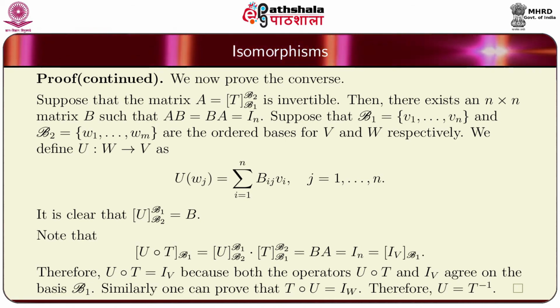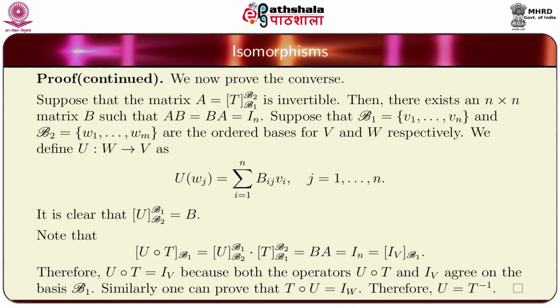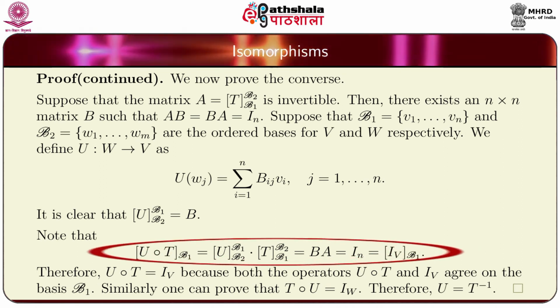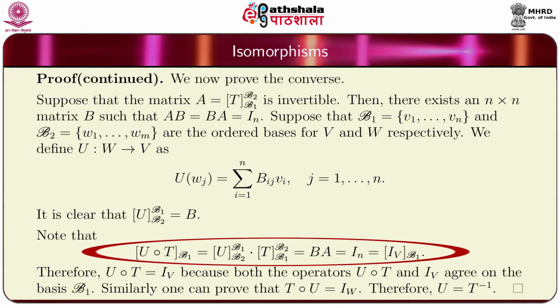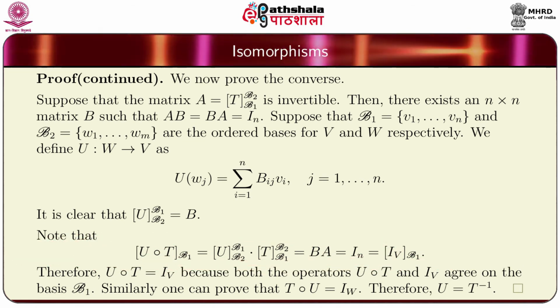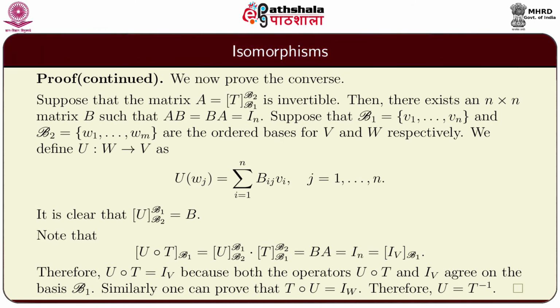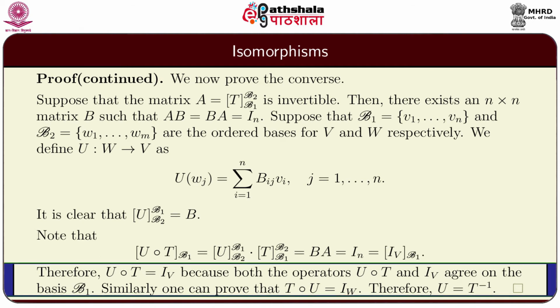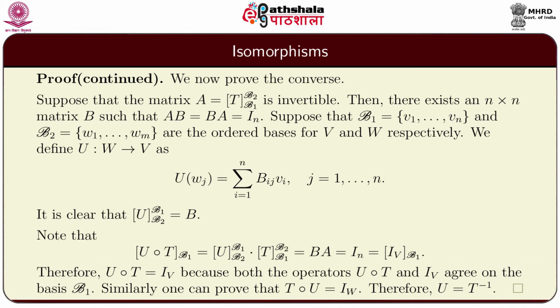And therefore, the matrix of U circle T is the matrix of U times the matrix of T, and that is equal to B times A, which is equal to the n cross n identity matrix. But the n cross n identity matrix is nothing but the matrix representation of the identity operator IV with respect to the ordered basis B1. This therefore shows that U circle T has to be the identity operator. Why? Because both the operators agree on the basis B1 of V.